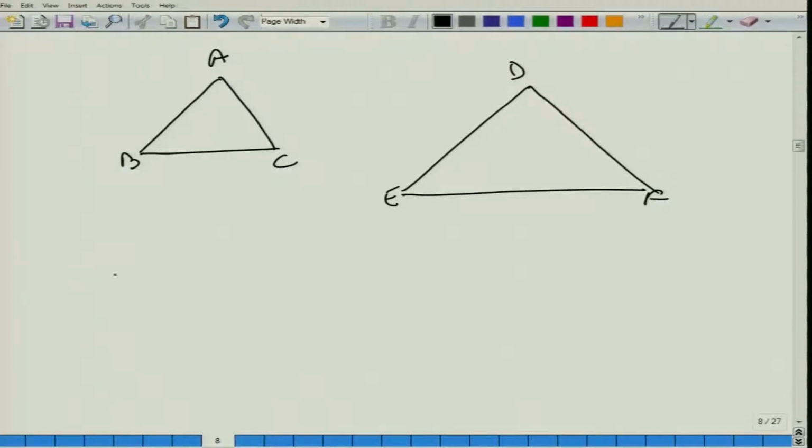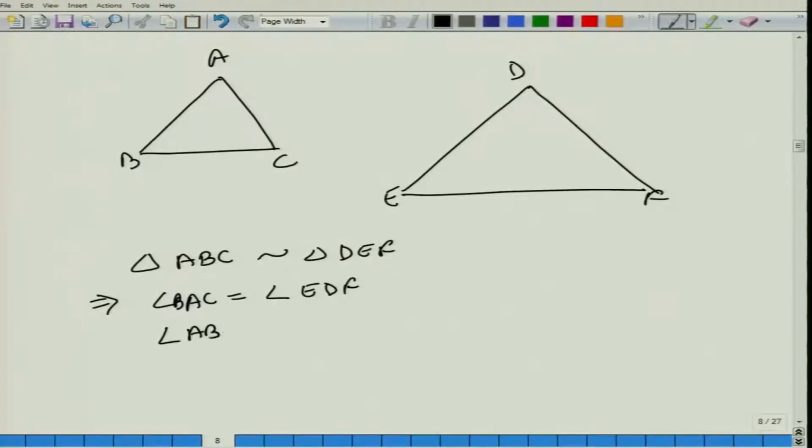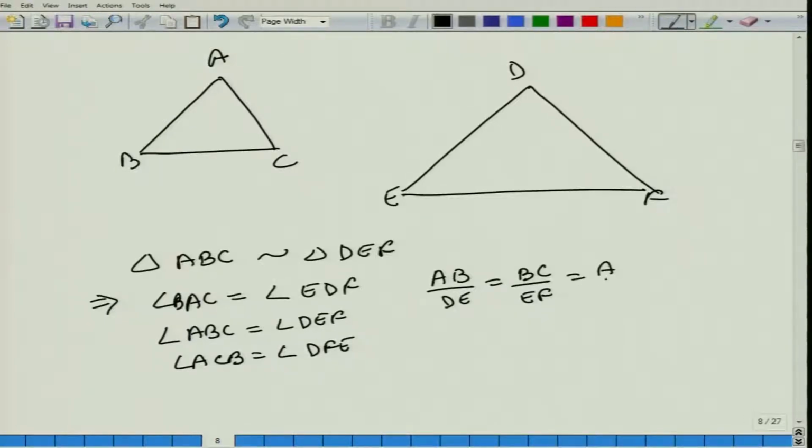Now, if we say that triangle ABC is similar to triangle DEF, it would imply that angle A or angle BAC is equal to angle EDF, angle ABC is equal to angle DEF, angle ACB is equal to angle DFE, and also that the sides of the triangle are in a constant ratio, or AB by DE is equal to BC by EF is equal to AC by DF, which would be equal to some constant K.